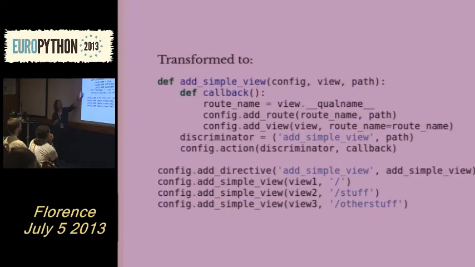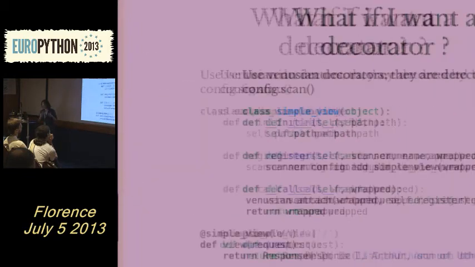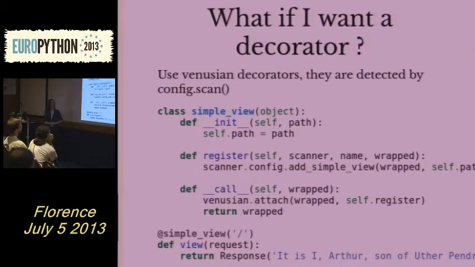And because I use a directive, I have conflict detection on this. I can't define 2 views with the same path. At the commit, at the creation of the application, it will crash. It will tell me. But we can make it even nicer if we use a decorator. So let's see how these decorators are implemented.